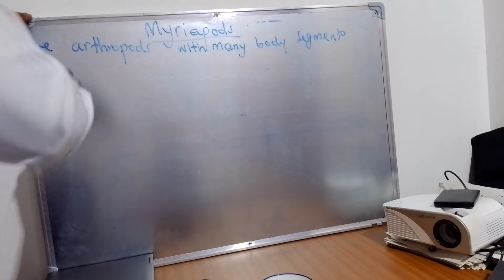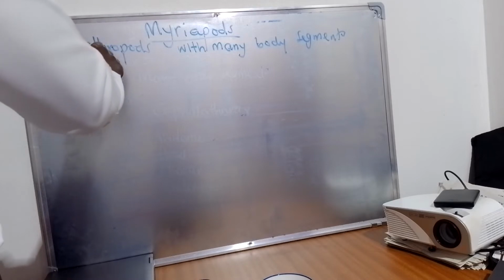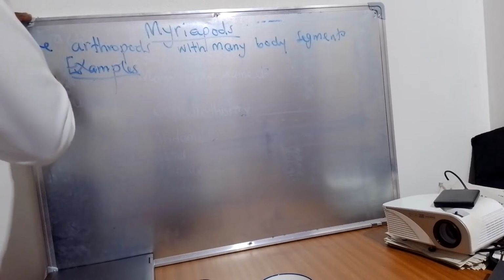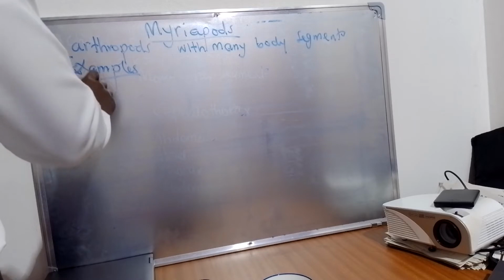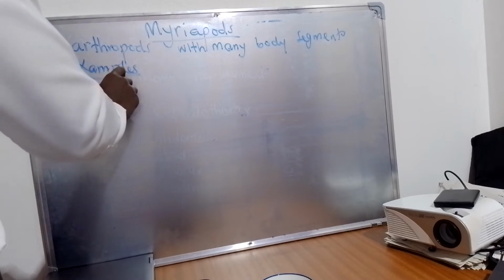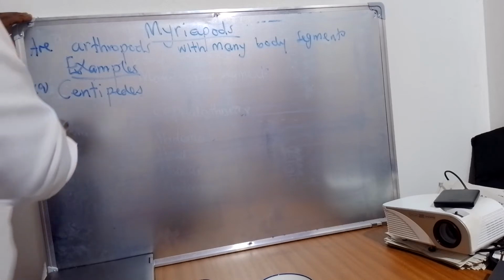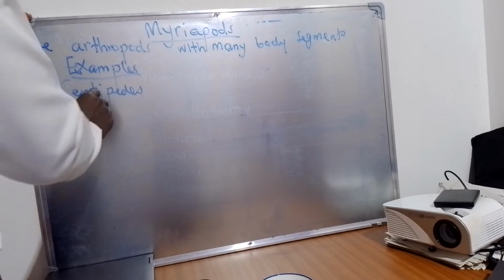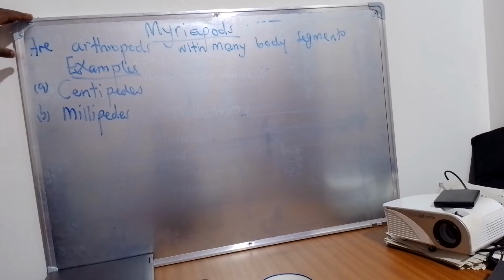Examples of myriapods include number one, the centipedes. Then we have number two, millipedes. These are the two common examples of myriapods.